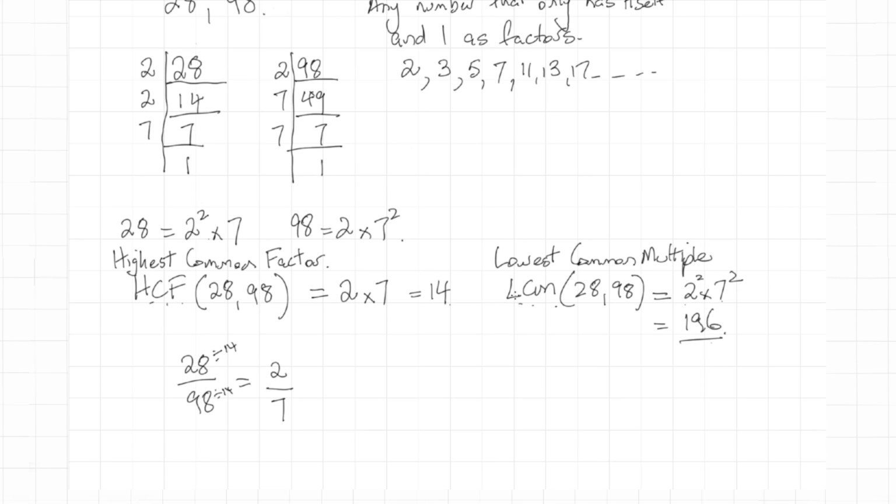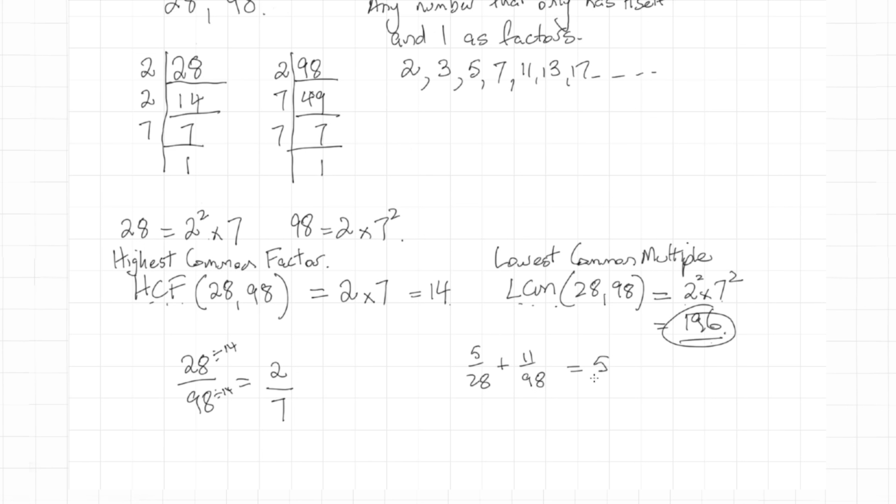When do we use the LCM? Say you had a fraction, say you had 5 over 28 plus 11 over 98. And you were trying to find the lowest common multiple, because that's what we'd have to make them both into to be able to add the fractions. Now we've said that it's 196, so we'd have to make both of these into 196.